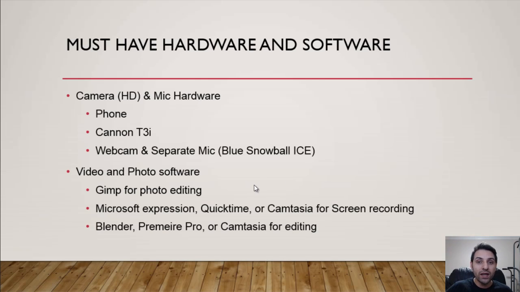Now, video and photo software. Again, I made a video about free software, so you can get a lot of this stuff for free. GIMP for photo editing, because you might want to do titles and thumbnails and things like that. GIMP is a free software. I personally use Photoshop, but again, if you're on a bootstrap budget, go ahead and get GIMP. You can do a lot of photo editing, and there's a lot of functionality there. Microsoft Expression, QuickTime, or Camtasia for the screen recording.